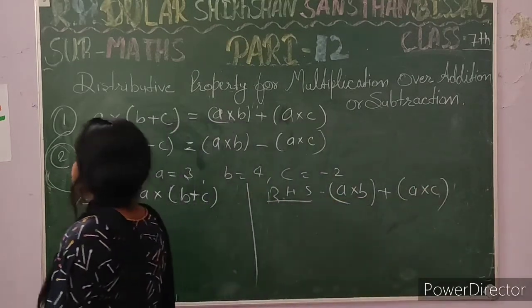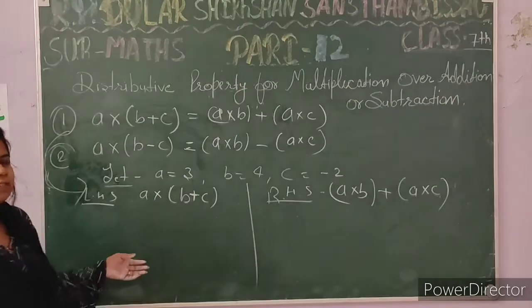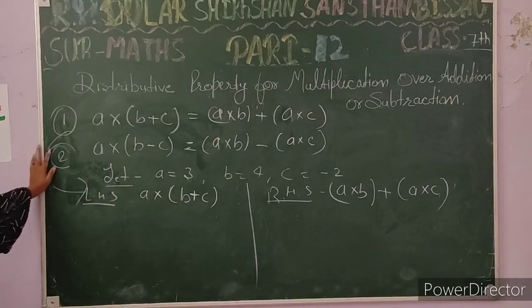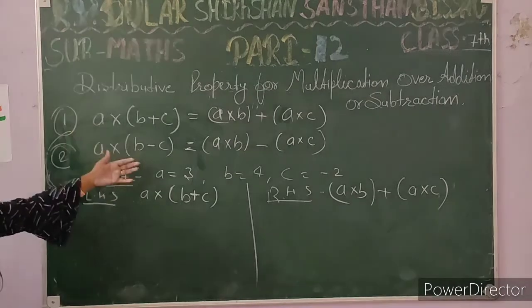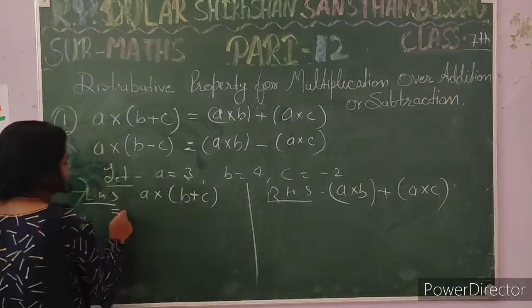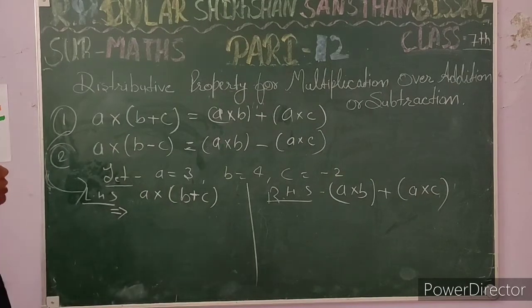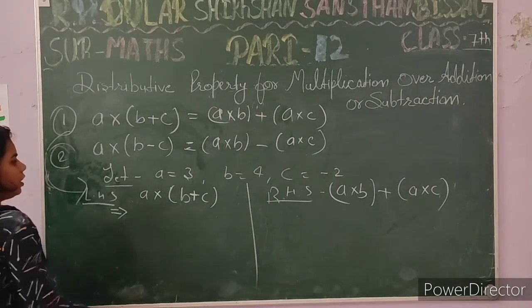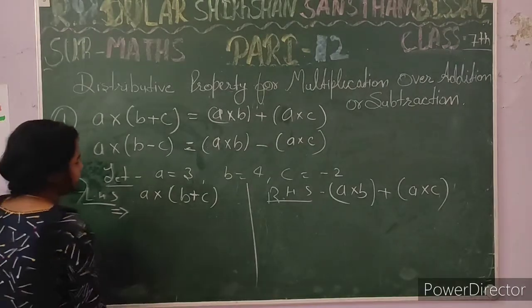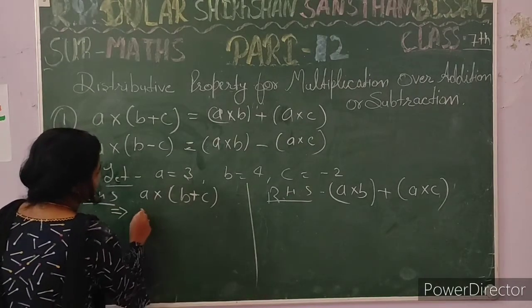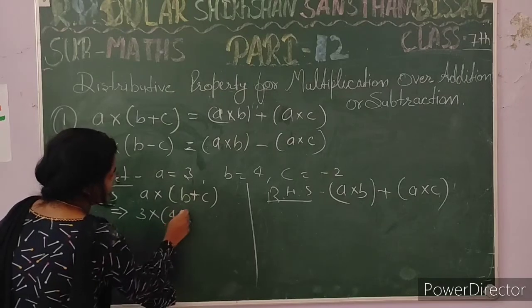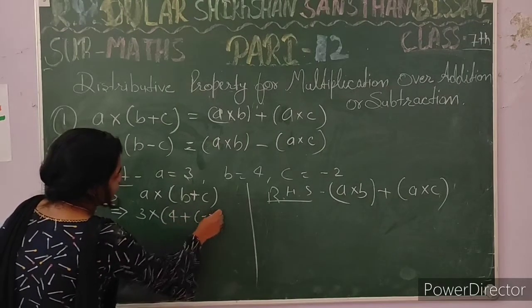Students, these are very easy methods. If the LHS and RHS are equal, then we say that the distributive property of multiplication over addition is satisfied. So here I take A as 3, B as 4, and C as minus 2. Then I put the values on the LHS side: 3 into the bracket of 4 plus minus 2.